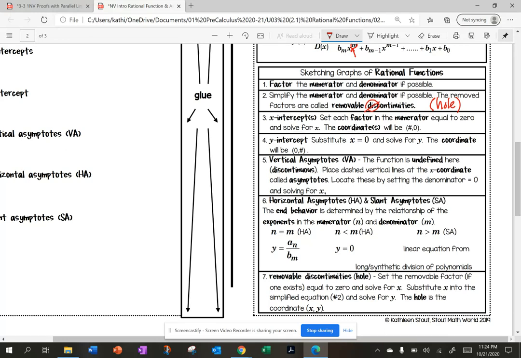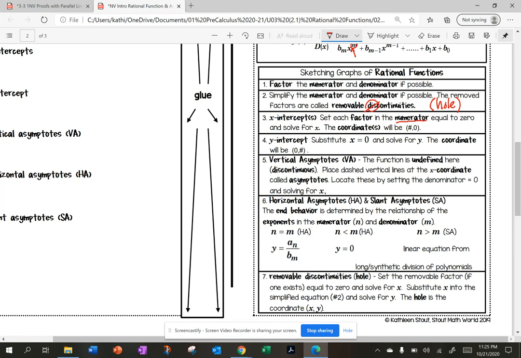Okay, to find the x-intercepts, we're going to set each factor in the numerator equal to 0 and solve for x. And the coordinates will be in the format of a number where y is 0. To solve for the y-intercept, I'm going to substitute x equals 0 and solve for y. And the coordinate will be 0 and any number. So x is 0 for a y-intercept.